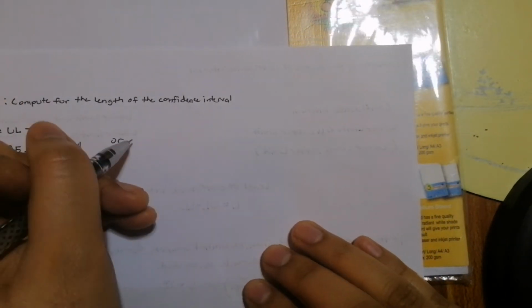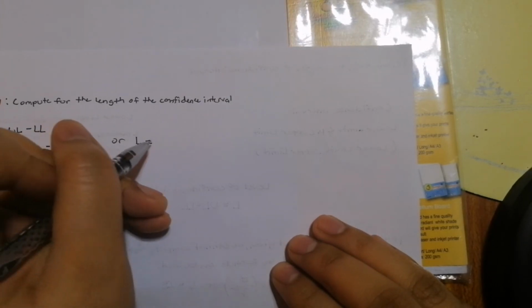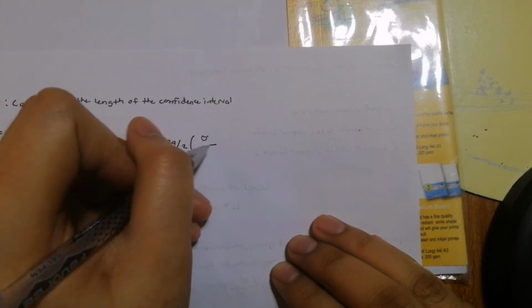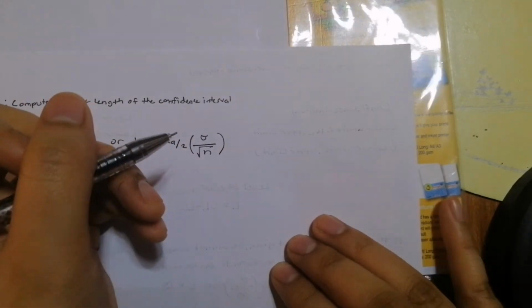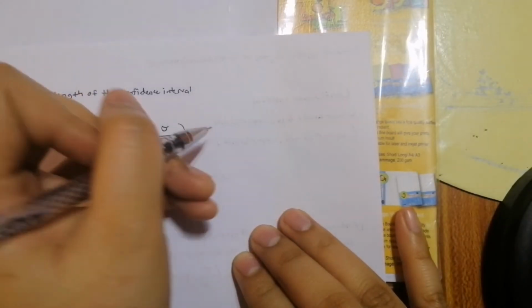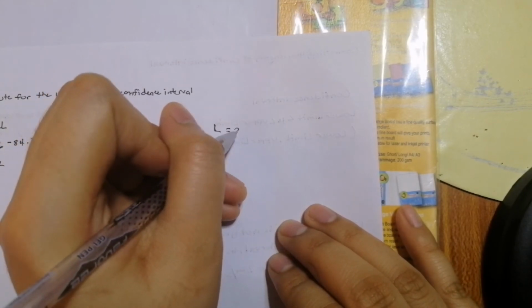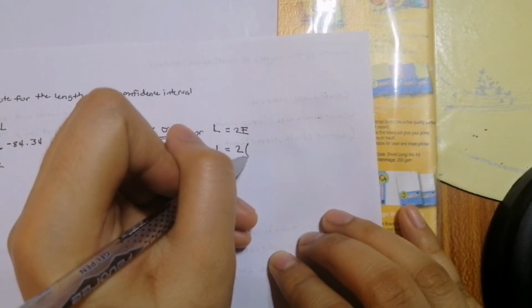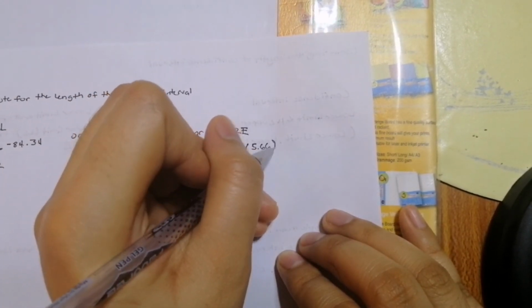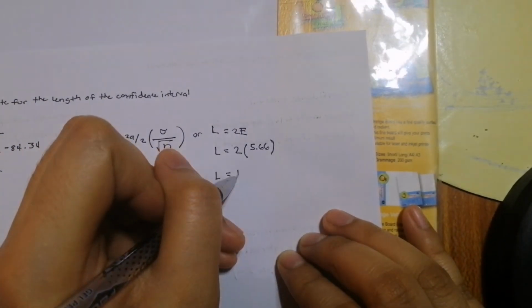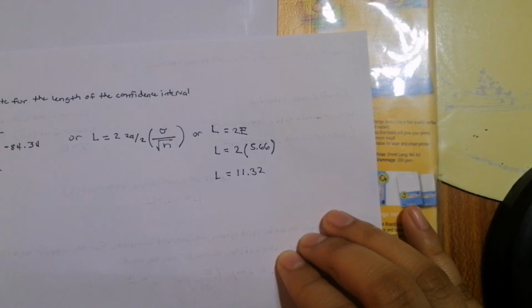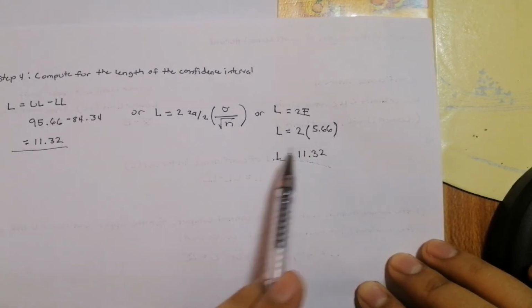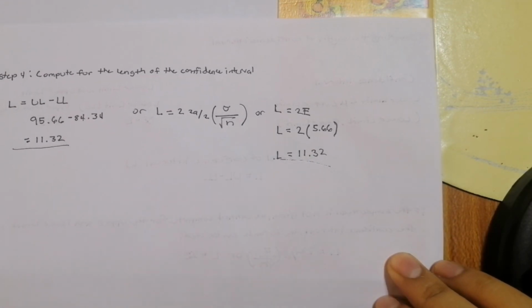On the other hand, we can have another formula to find the length of confidence interval. We all know that the length of confidence interval is twice the margin of error. So we can use this formula. Also, if there is no given sample mean, we can use this formula and we don't need to find the upper and lower limit. To find the answer, you just need to multiply 5.66 by 2 and then you will have the answer 11.32, which is the same as from the first formula that we used.